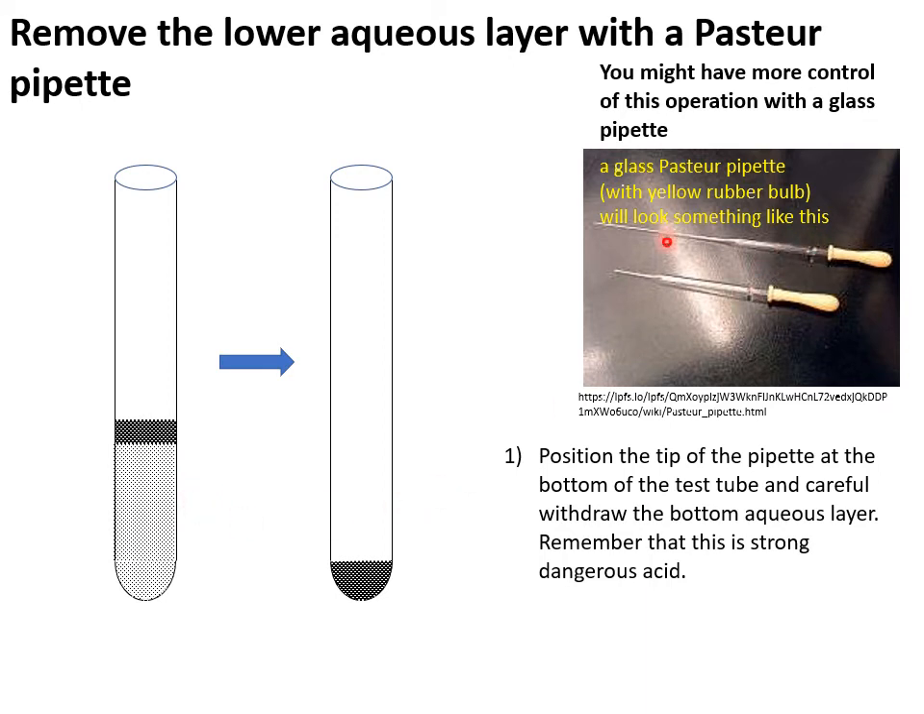You take your pipette. As it says here, the glass pipette has probably better control. Put it all the way down. One trick is to try not to get any of your product into the pipette. You could just add a little bit of pressure to the bulb to avoid getting any of that in here. All the way to the bottom and take out the aqueous layer, right? The HCl.